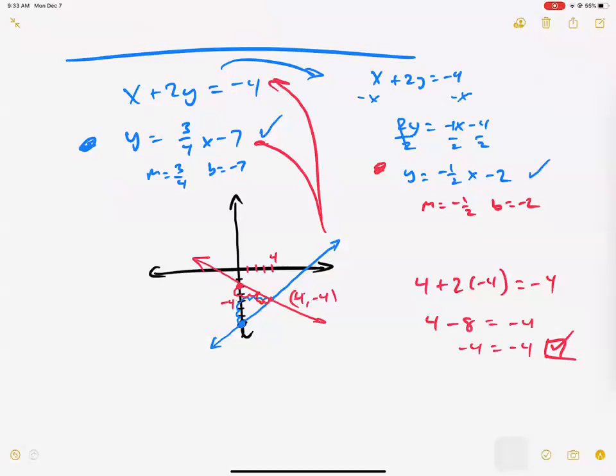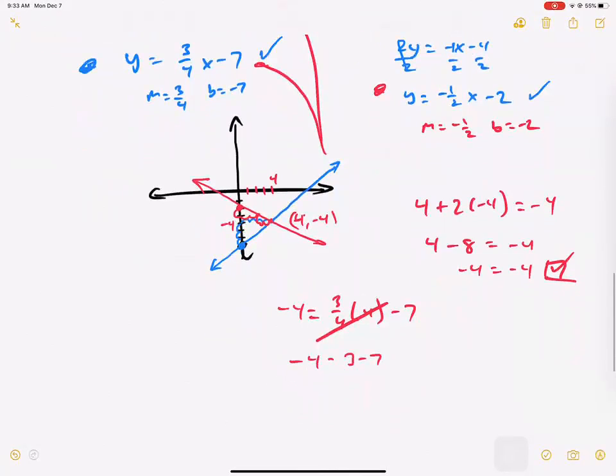That is a point on my first line. Is it a point on my second line? Does -4 equal 3 over 4 times 4 minus 7? The 4's divide out, because 4 divided by 4 is 1. -4 equals 3 minus 7. And yes, -4 does equal -4. It works for my second line too.